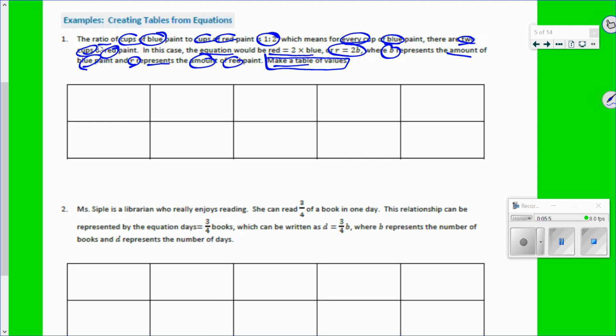So the first thing I need to do on my table is labels. So we're talking blue and red, listed in that order. So I go, B is blue in cups, R is red in cups.